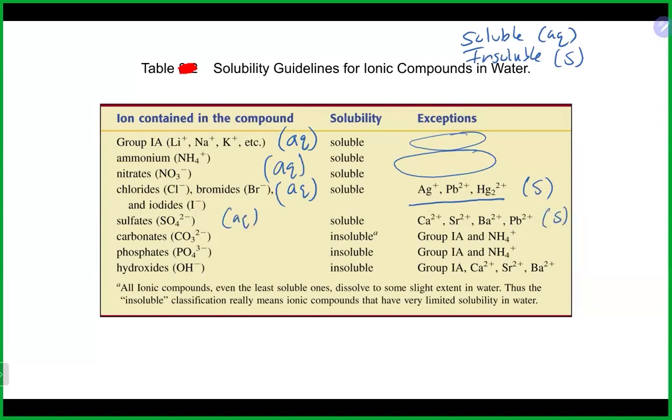Now, there are also things that are typically insoluble. So if you see carbonates, phosphates, or hydroxides, these are typically going to make solids, except if they're hooked up with any of these, which are basically group 1 on the periodic table, then they will be soluble.